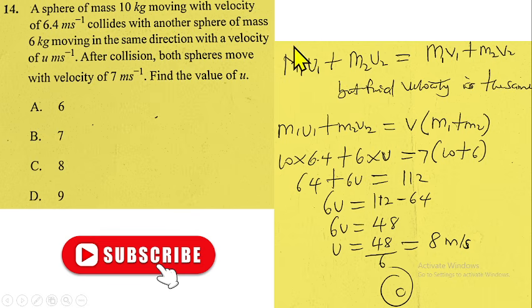So this is the momentum before collision equals to the momentum after collision. This is the mass of the first object multiplied by the initial velocity plus mass of the second object multiplied by the initial velocity equals to mass of the first object multiplied by the velocity after collision plus mass of the second object multiplied by velocity after collision. But we are told that they both move in the same direction. So that means after collision, they have the same velocity.